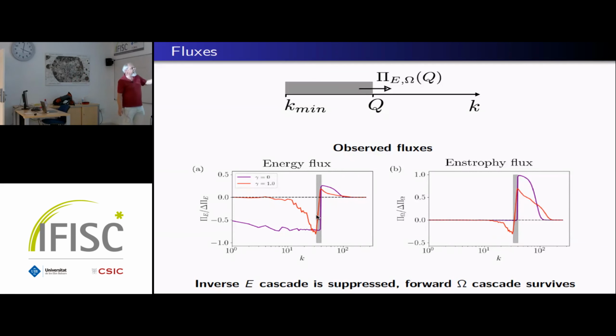You can also look at the entropy flux. Entropy is the integral of the square of the vorticity. And you can see that the entropy flux is entirely positive when gamma is equal to 0, so random forcing. This gives you the entropy cascade, k⁻³. It's a direct cascade. When you turn on the instability forcing, you get some entropy leakage upscale.